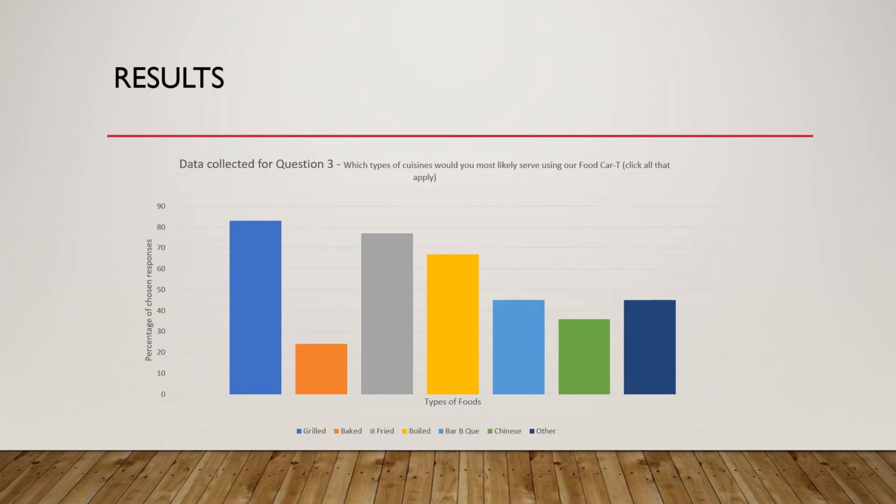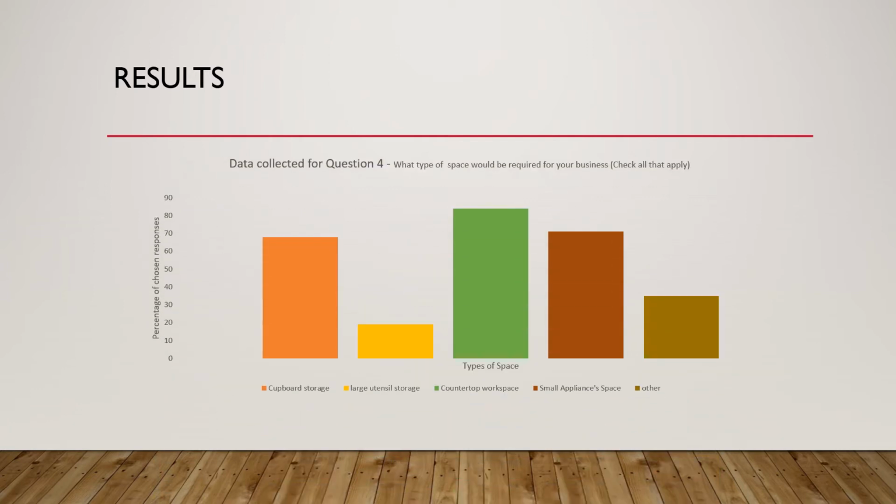The major foods that will be cooked in our food cart are shown to be grilled, fried, or boiled, with the least popular being baked. This question aims to tell us what type of space to prioritize along with how much is needed. Priorities will be given to the workspace along with space for operating small appliances and space for storage of small cooking items such as seasoning and utensils.